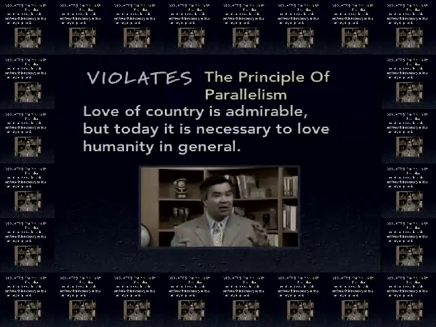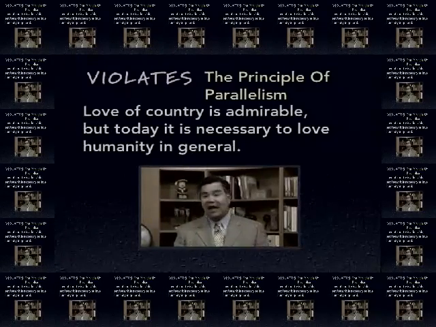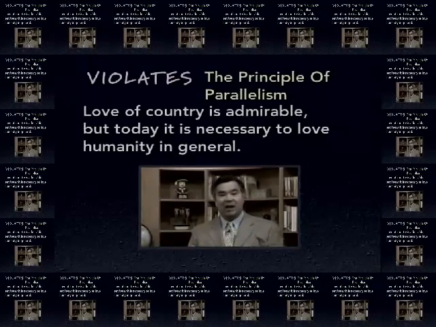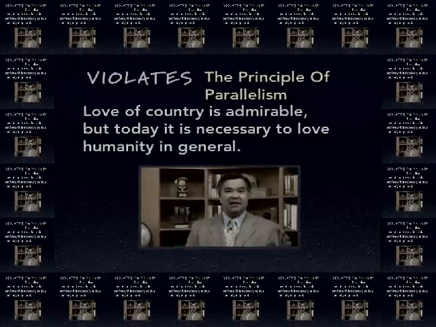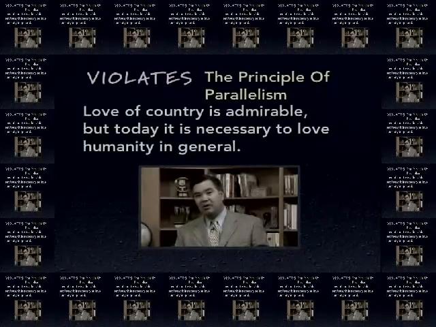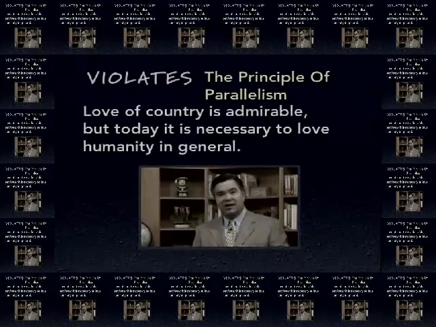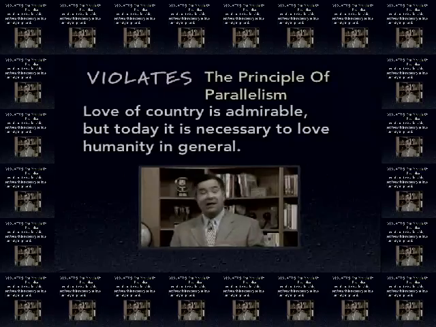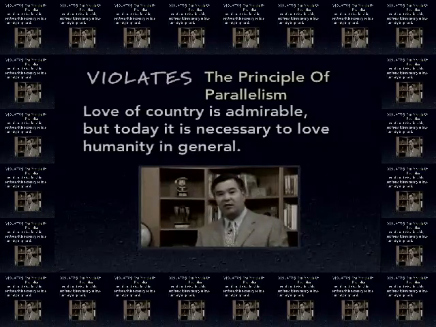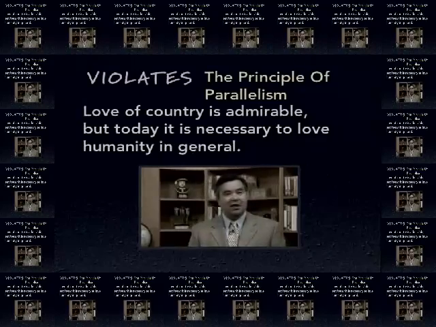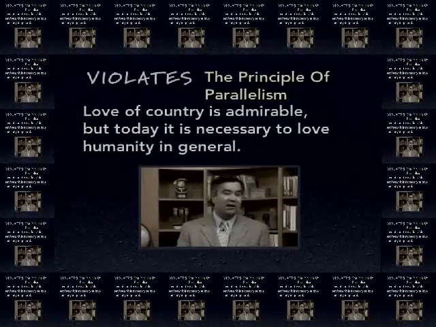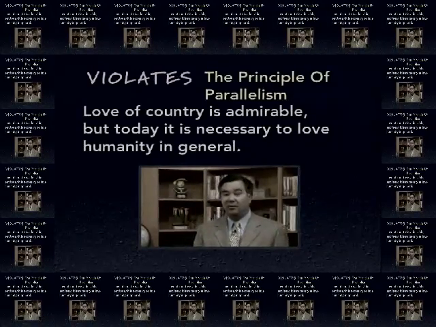So the two ideas are clearly related, and yet they haven't been set up in grammatically parallel form. The first clause says love of country is admirable. The second clause doesn't refer to love of humanity. Instead, it changes the grammatical form and says it is necessary to love humanity in general. Therefore, the two clauses are not set up in grammatically similar form.